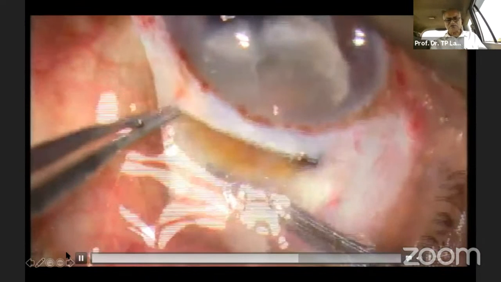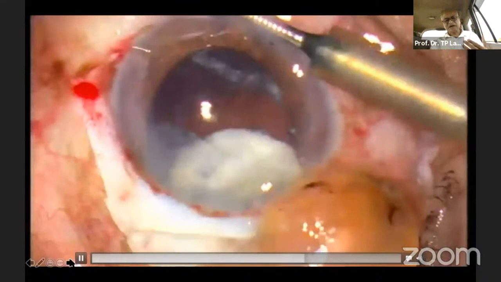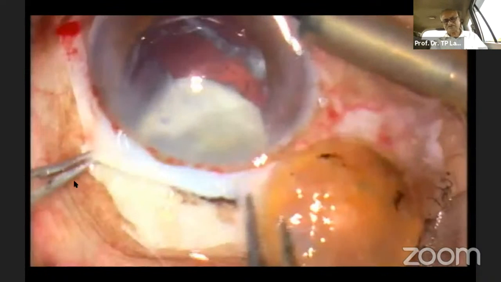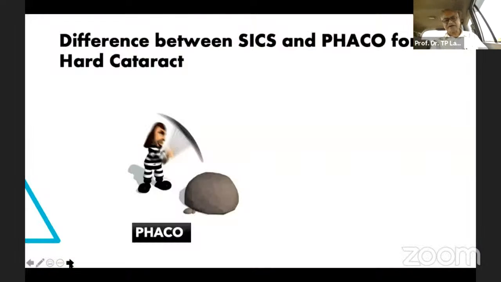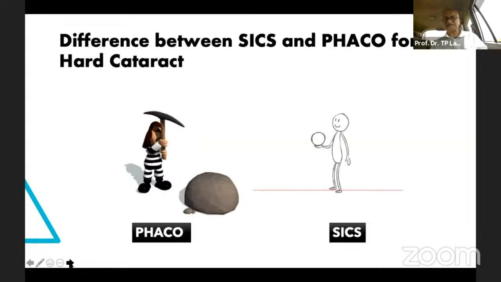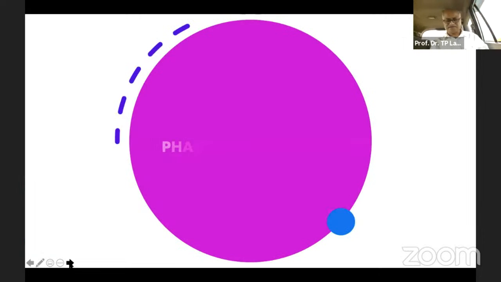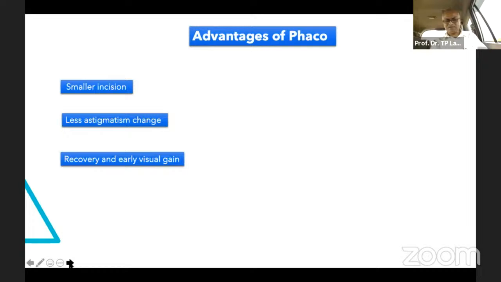See here, the nucleus is coming out, and here you can see the cortex has also come out. This is done whenever I am doing this type of cataract. Now, this is the difference between SICS and phaco for the hard cataract. With phaco, you will have to remove it. So phacoemulsification, see, here also the advantages are definitely there.